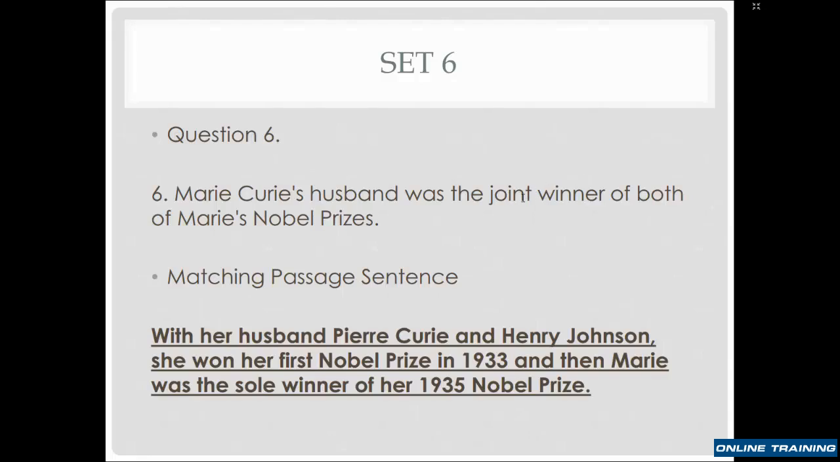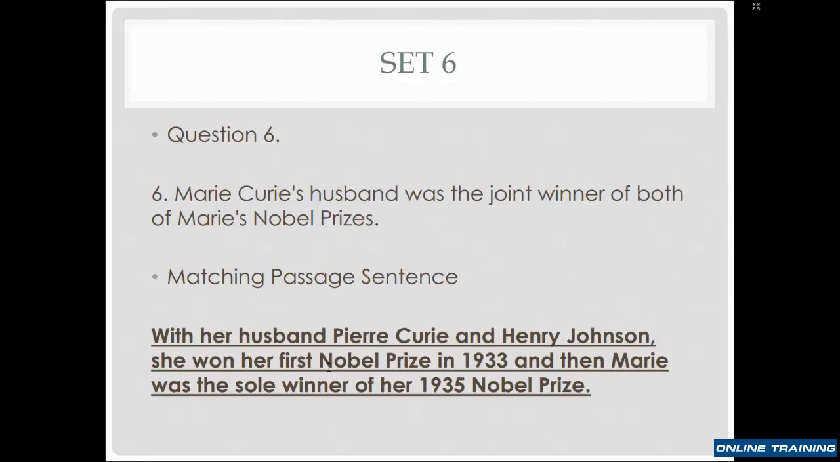Like I said, for most questions, you can really look and see what they are going to focus on in deciding true, false, or not given. You can almost always look at the question and be able to tell what they are going to focus on to determine true, false, not given. So, joint winner of both. When we look at the passage, it says that Pierre Curie and Henry Johnson, with those two, she won her first Nobel Prize, and then she was the sole winner of the 1935 prize.